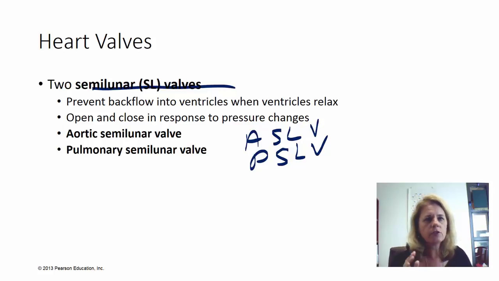And so when the ventricles contract and then relax, the blood wants to fall back from the pulmonary circuit and from the aorta. It wants to fall back into the ventricles, but you don't want that to happen. You need that blood to keep moving forward. And so the pulmonary semilunar valve and aortic valve will close to prevent backflow of blood into the ventricle.